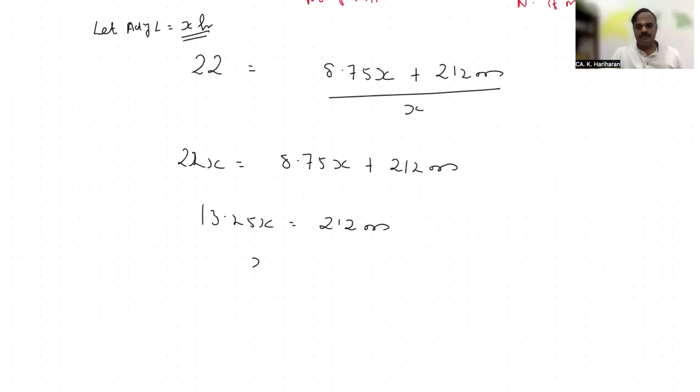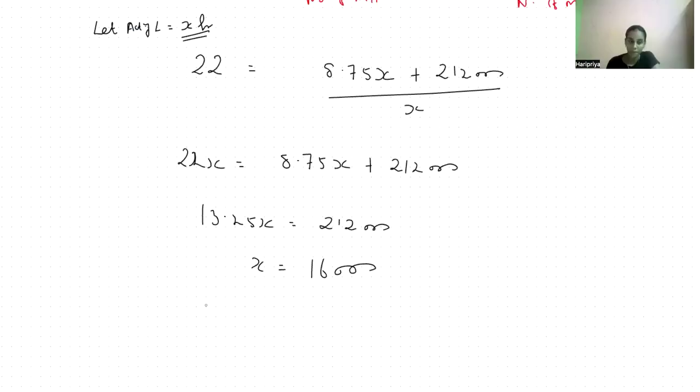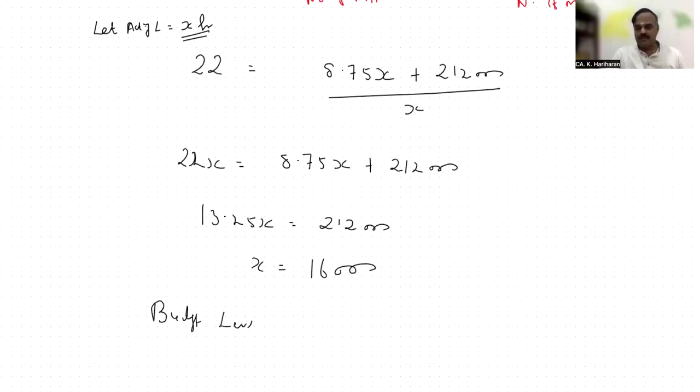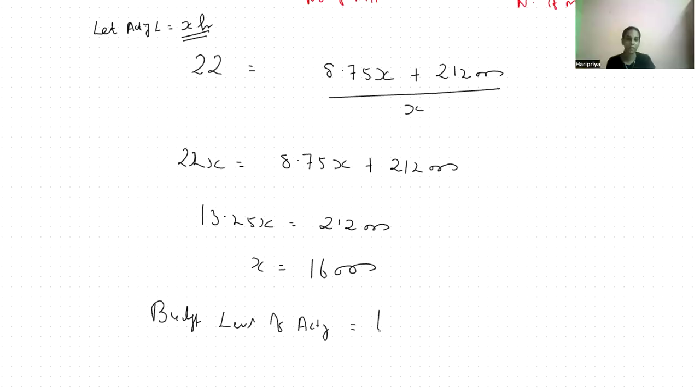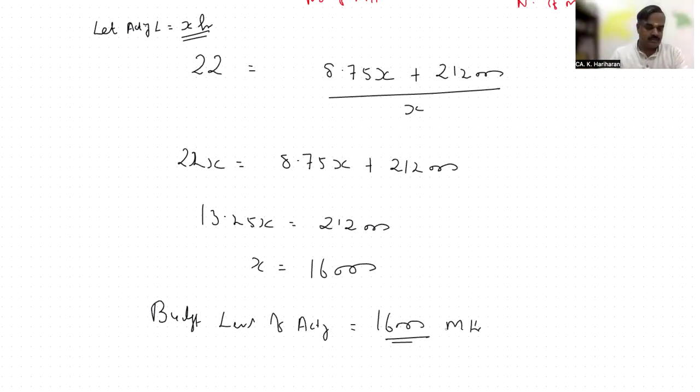So the requirement of the question is the budgeted level of activity in machine hours. Budgeted level of activity is equal to 16,000 machine hours. Understood the logic? Yes, sir.